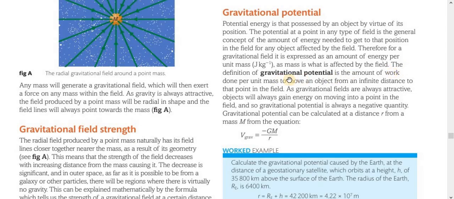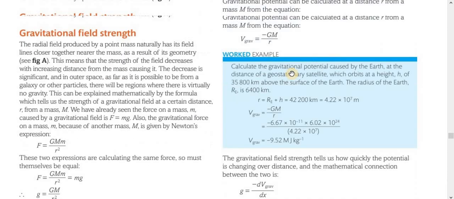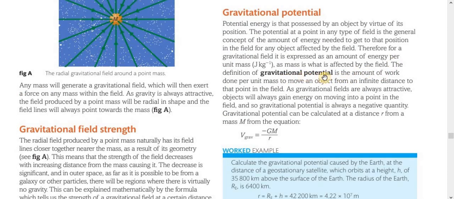You have to memorize this definition. Gravitational potential is the amount of work done per unit mass to move an object from an infinite distance to the point in the field. Very easy.